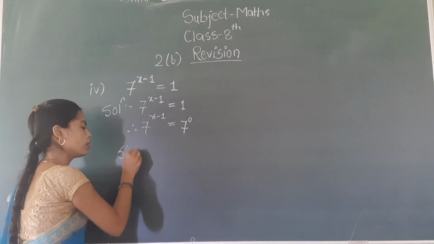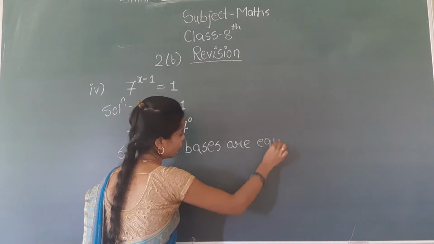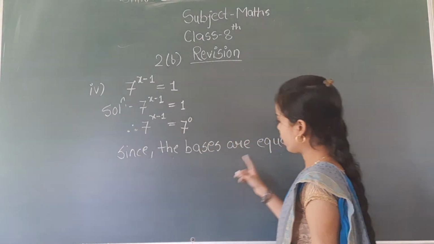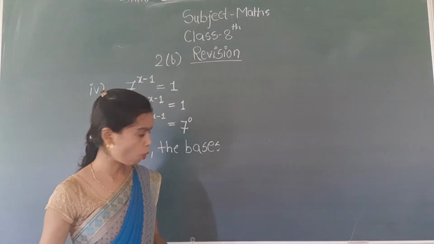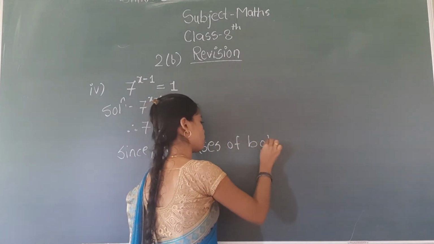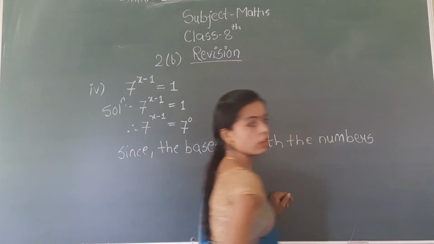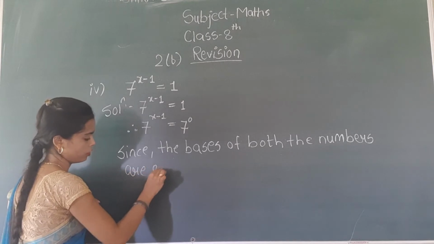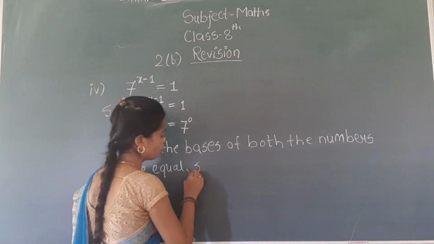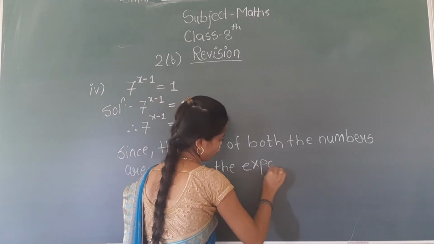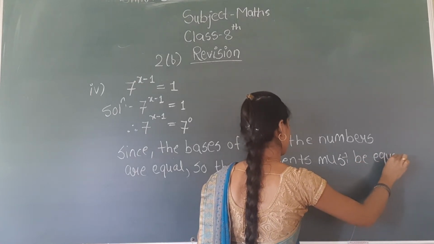Okay, now since the bases are equal, since the bases of both the numbers are equal, so the exponents or the powers must be equal. Okay, the powers must be equal.